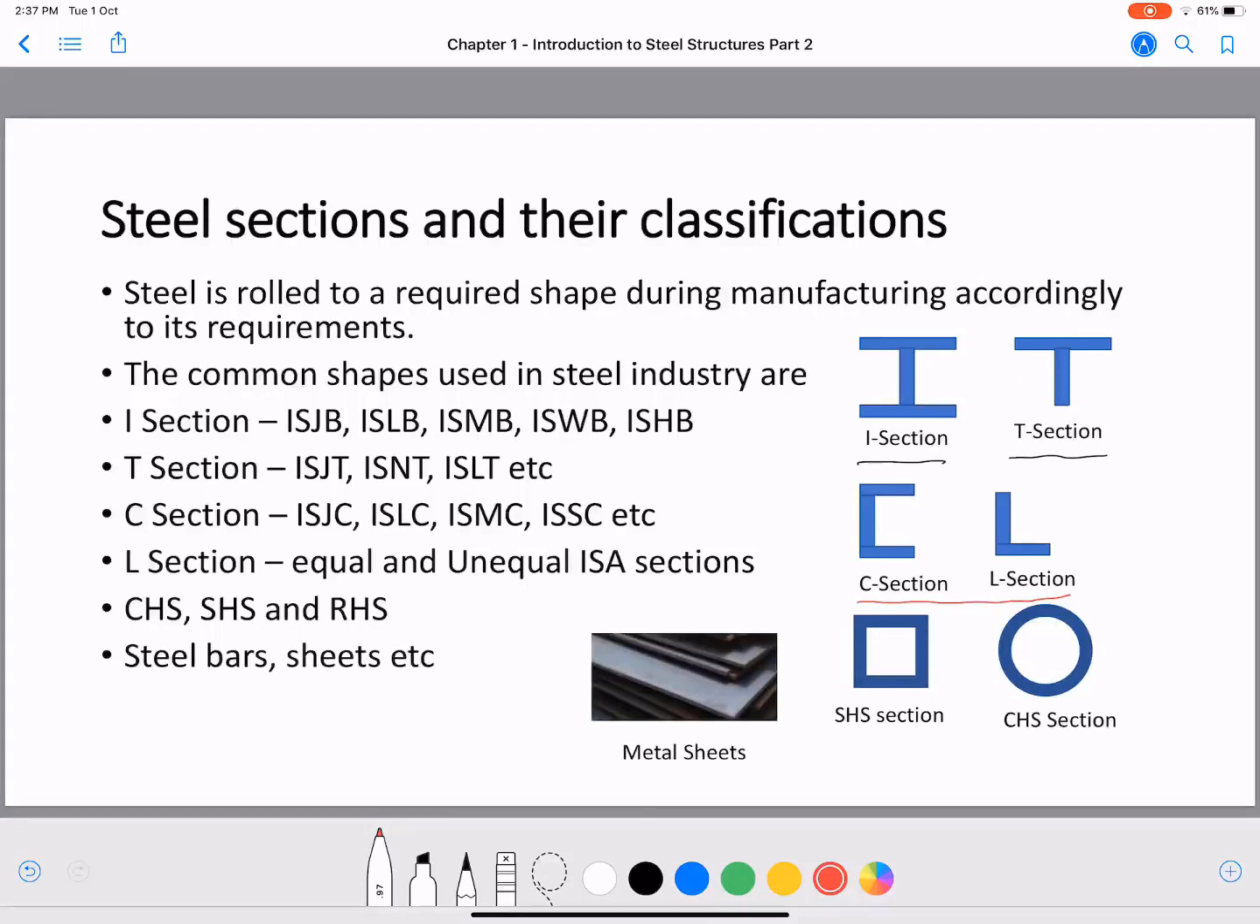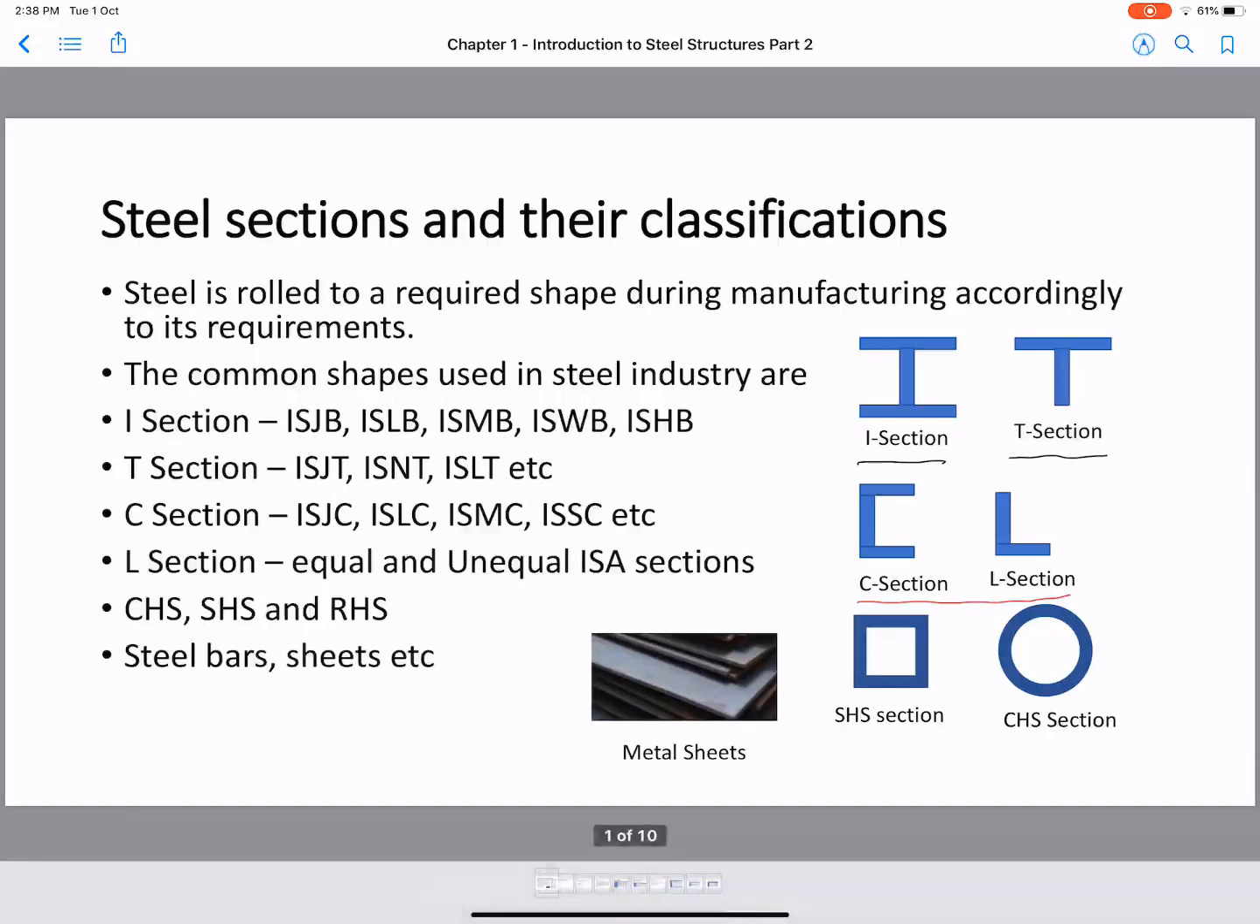Circular hollow sections and square hollow sections are normally used where the moments are in multiple directions for that particular member. That means the member is subjected to forces in both directions, like seismic forces or wind forces. In those conditions, we normally use these hollow circular sections, hollow square sections or rectangular sections. And steel bars and sheets, we know, are used in many places, depending upon the requirements.